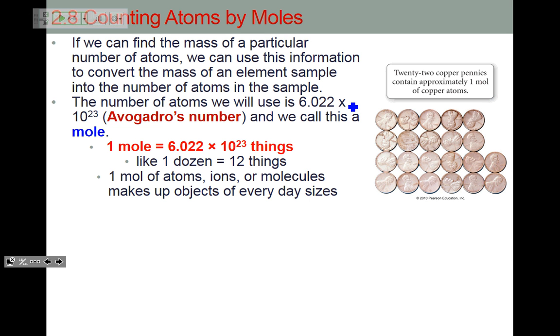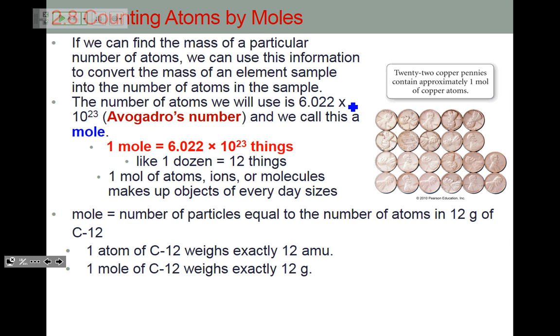Those things can be atoms, ions, molecules, elephants, whatever, they're things. For the most part, we'll be talking about atoms, ions, and molecules. But it depends what you're discussing. Where does that come from? Well, again, we had to normalize something. So a mole is equal to the number of particles.